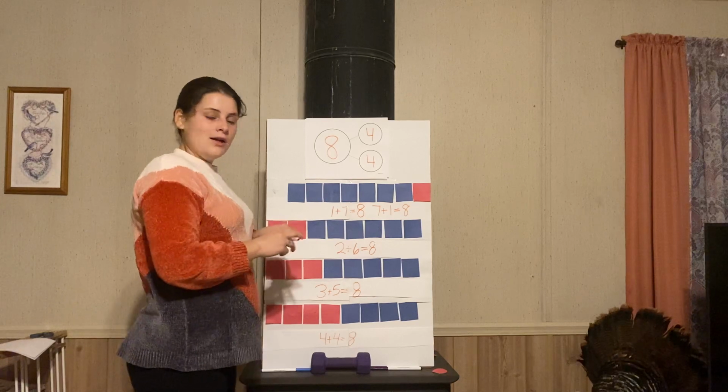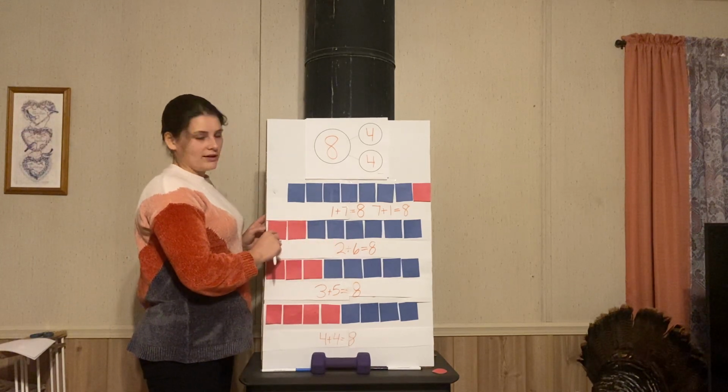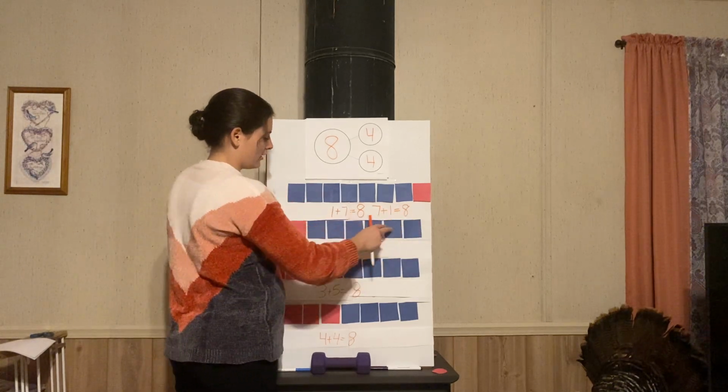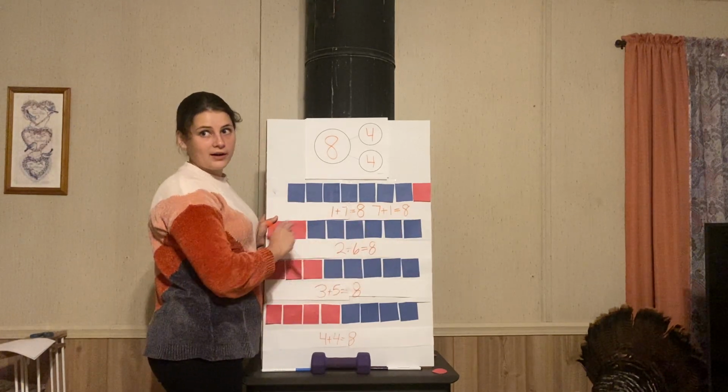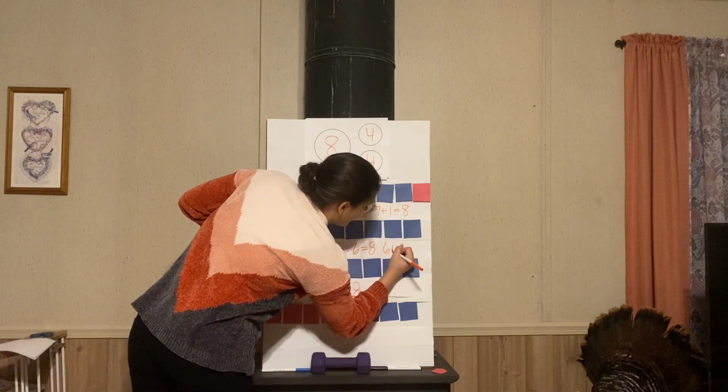So what would our next one be if we switch these around, Andrew? If we put our 2 red blocks down here and our 6 blue blocks were up here, it would be 6 plus 2 equals 8. Good job.